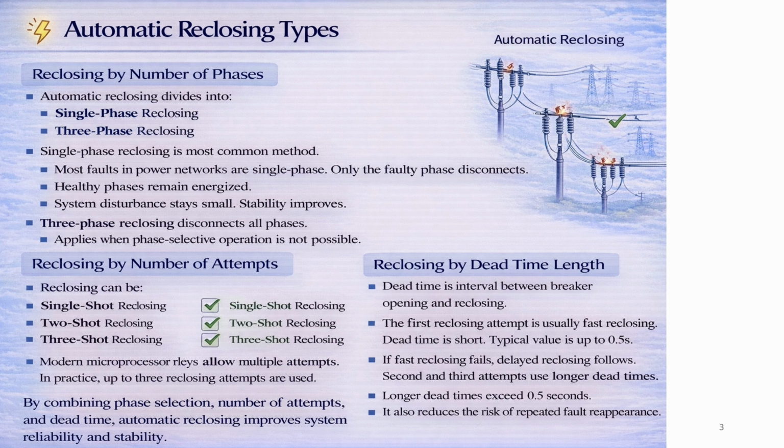Dead time is the interval between breaker operation and reclosing. The first reclosing attempt is usually fast reclosing. Dead time is short, typically up to 0.5 seconds. If the fast reclosing fails, delayed reclosing follows. Second and third attempts use longer dead times. These dead times exceed 0.5 seconds. Longer dead times allow better insulation recovery. It also reduces the risk of repeated fault reappearance. Automatic reclosing, by combining phase selection, number of attempts, and dead time, improves system reliability and stability.